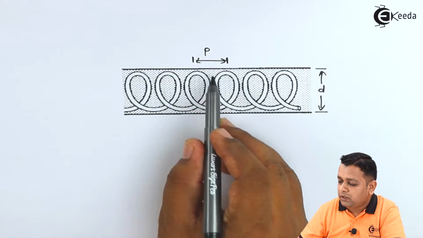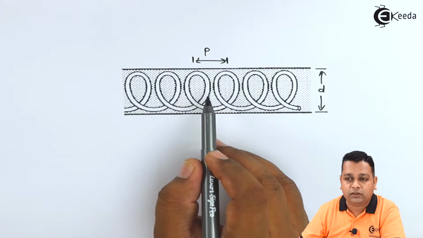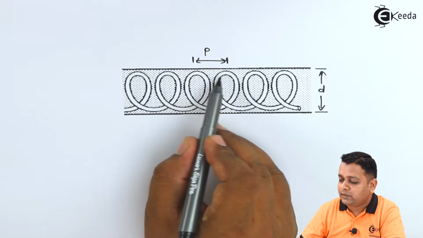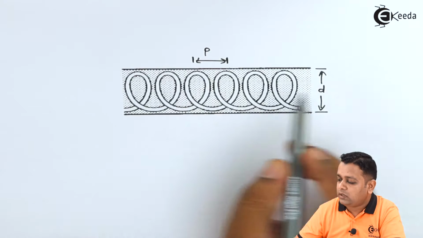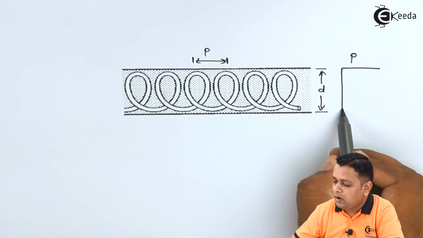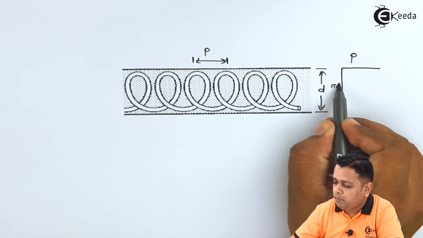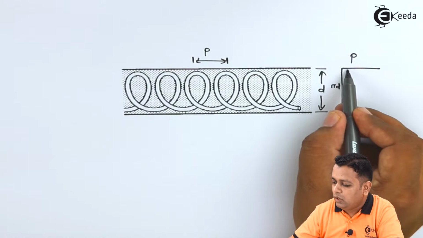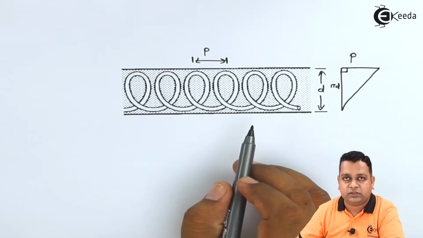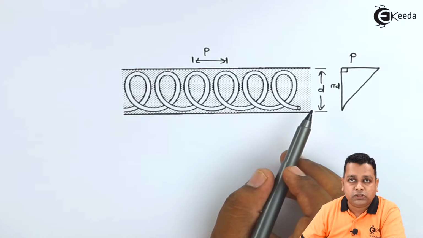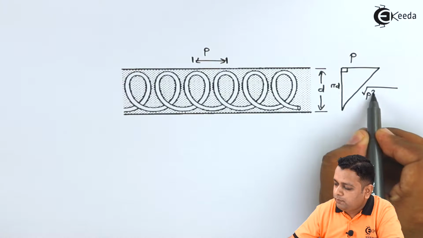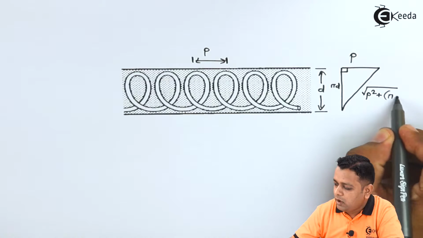So the circumference is a measure of length, and the pitch is also a measure of length between two adjacent turns of the helix. Here we can have a triangle. Let us say this side is small p, and this one is represented by pi d. There is a 90-degree angle in between, and here we can show the hypotenuse. According to the Pythagoras theorem, the length of the hypotenuse is the square root of p square added with pi d square.